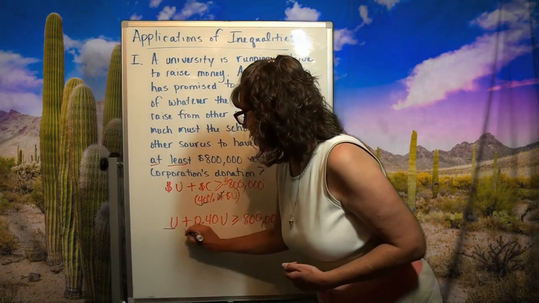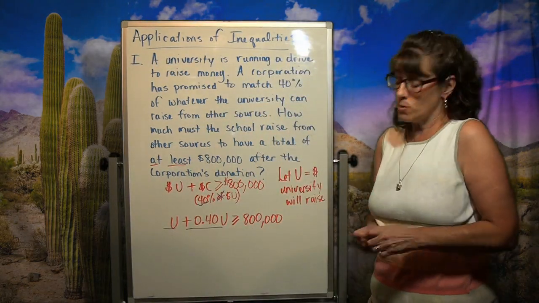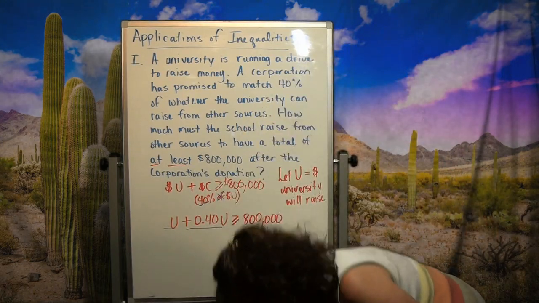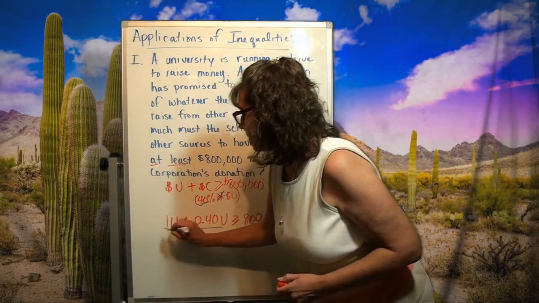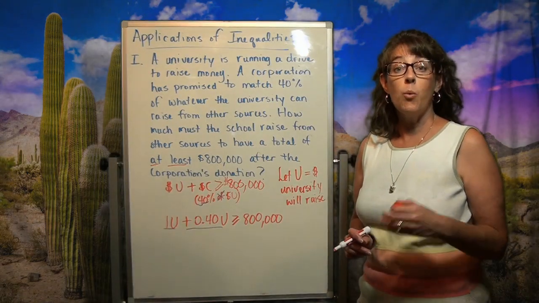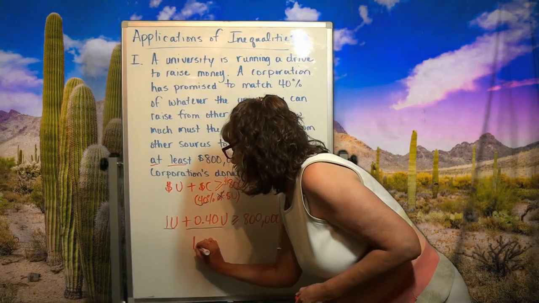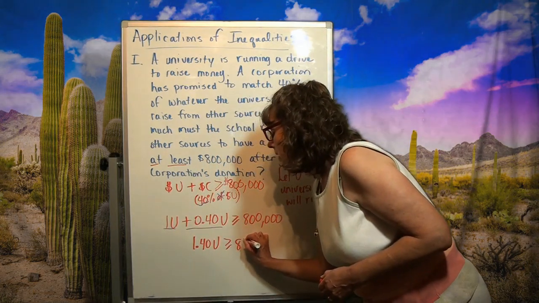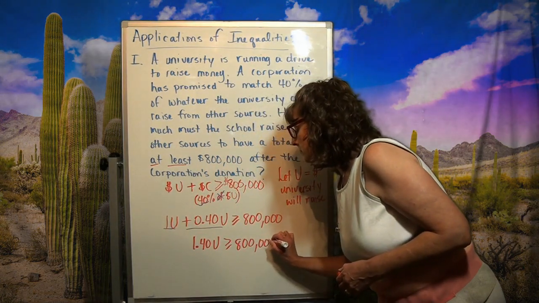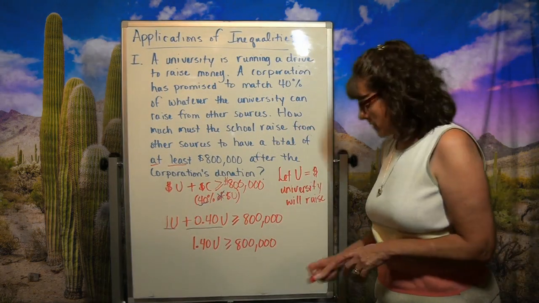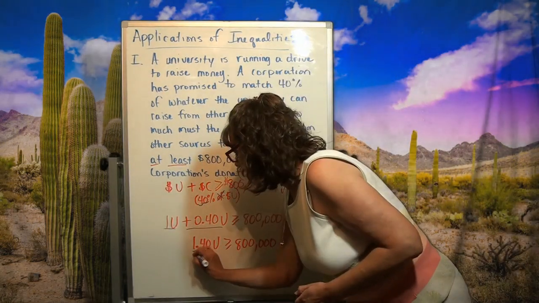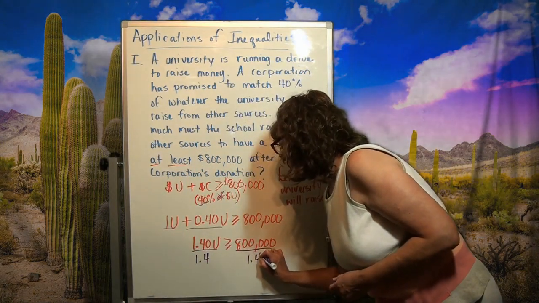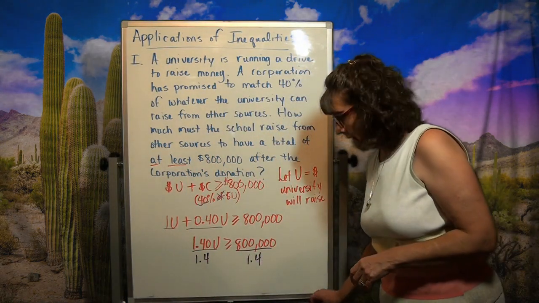But notice on this side, I can put these two together. They are like terms. They both have a variable in them. Now, this is like having a 1U plus a 0.4U, and a 1 plus a 0.4 is a 1.4. So I have a 1.4U greater than or equal to $800,000. Now what do I do to solve it? Absolutely, I divide both sides by this 1.4. That gets that U completely by itself.